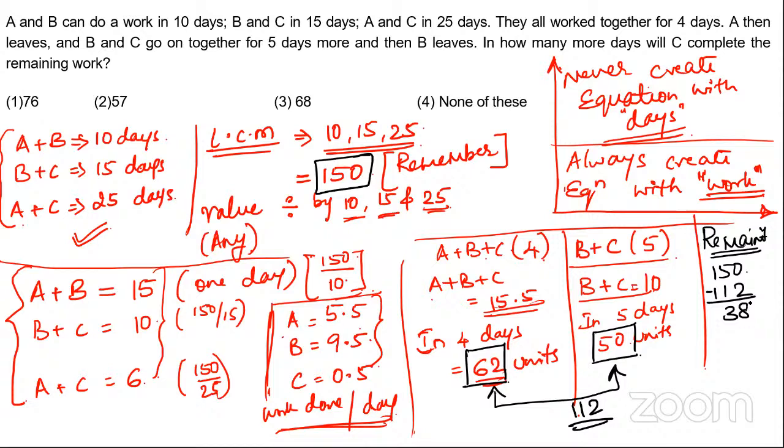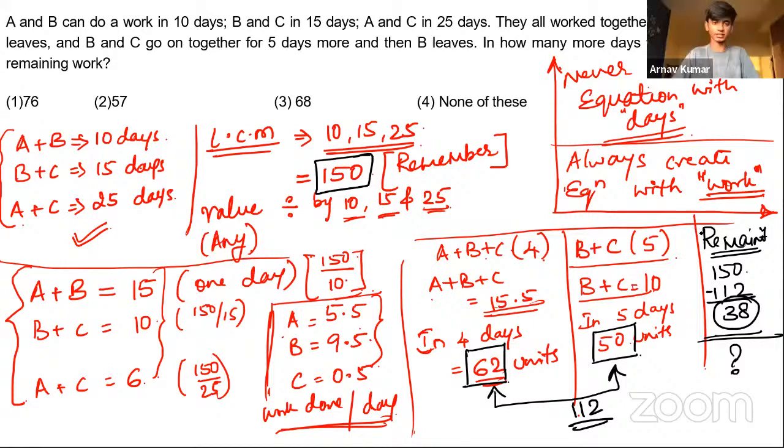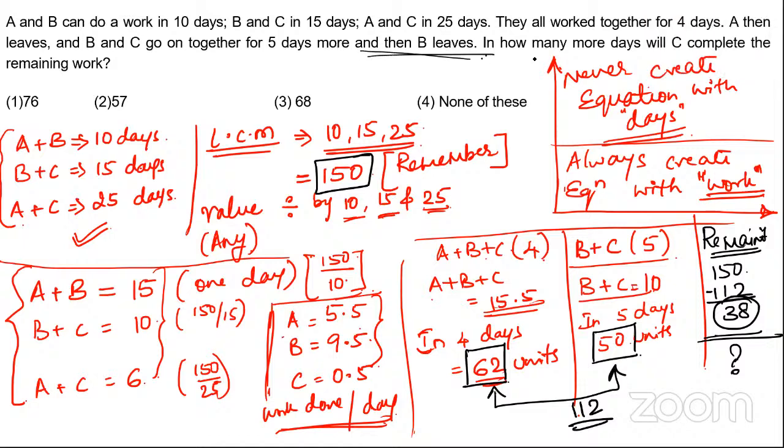How much remaining? 38. Can someone tell who does this 38? C does it. B has now left after 5 days. So who's working now? Only C is working now. So C has to complete 38 units. How many units can C do in a day? Half a unit in a day, right?